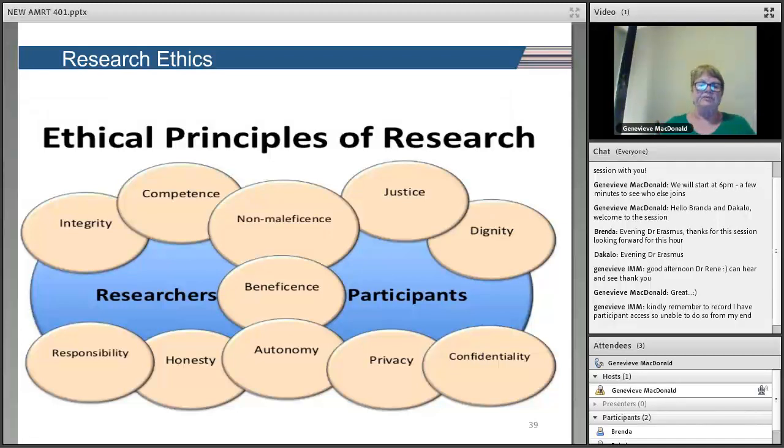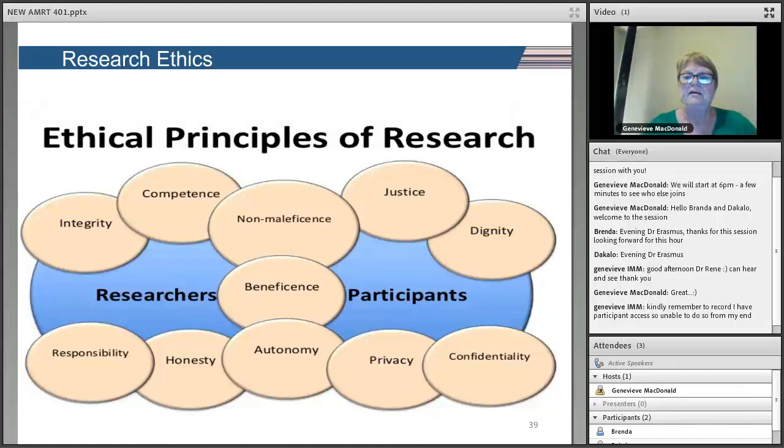Ethical principles. I don't think we emphasize that enough. But you, on your side as a researcher, must have integrity. You must have competence and not ill wish anything on anyone. It must be to the benefit of you as a researcher as well as the participant.